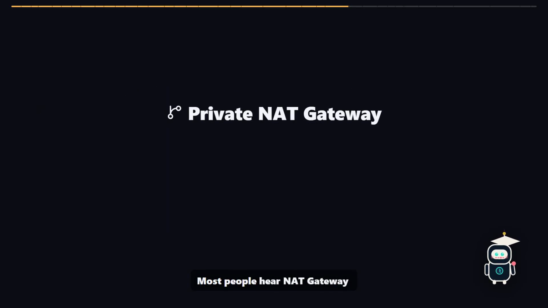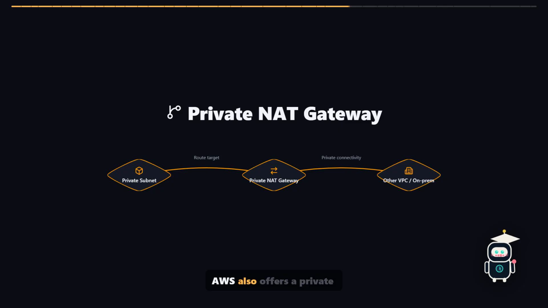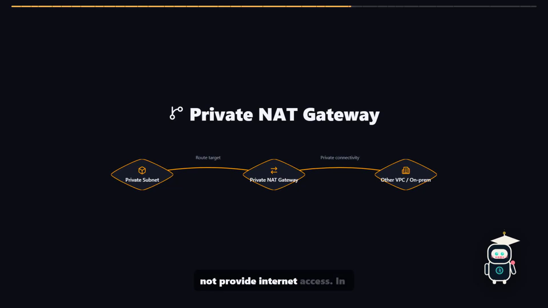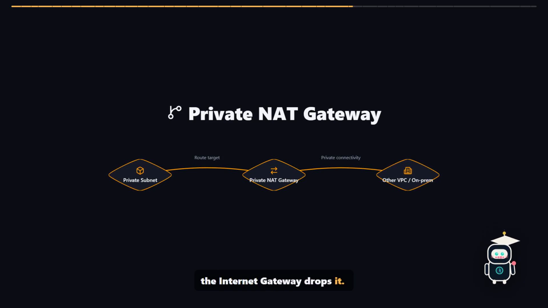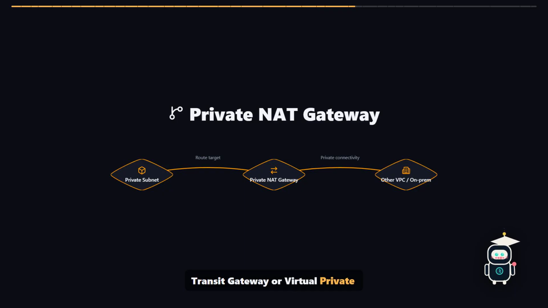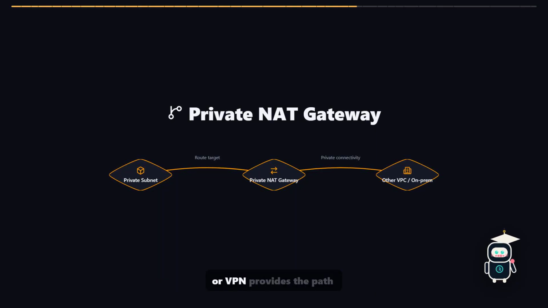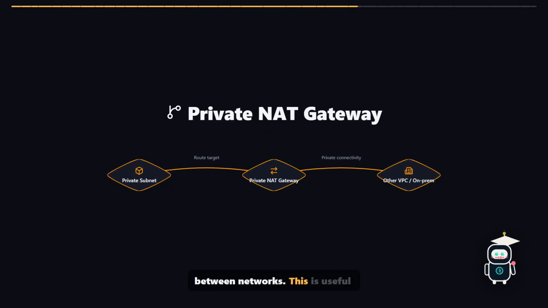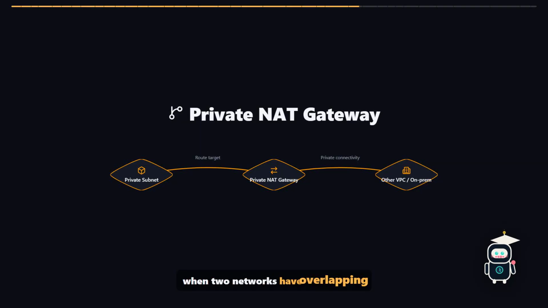Most people hear NAT gateway and immediately think internet, but AWS also offers a private NAT gateway. It has no elastic IP and it does not provide internet access. In fact, if its traffic is routed to an internet gateway, the internet gateway drops it. A private NAT gateway is used when your resources need to reach another VPC or an on-premises network through a transit gateway or virtual private gateway. The NAT gateway performs address translation. The transit gateway or VPN provides the path between networks. This is useful when the destination only allows a small source IP range, or when two networks have overlapping address ranges and need a translated path to communicate.